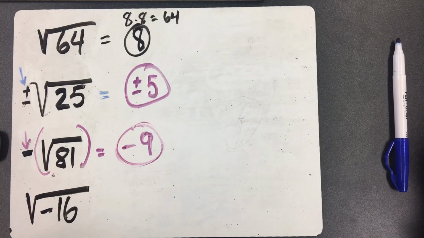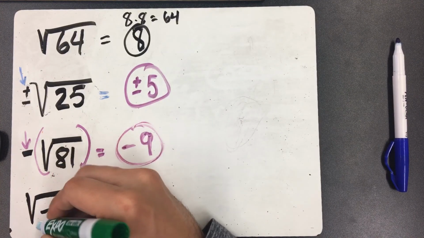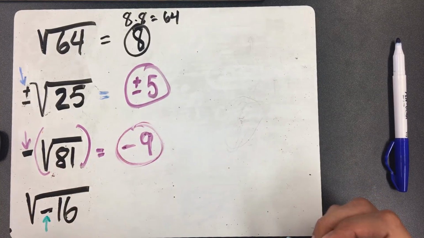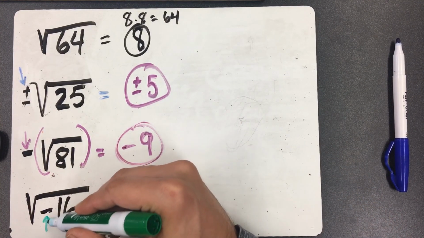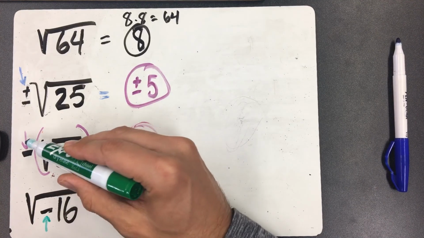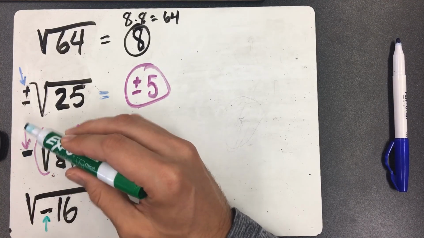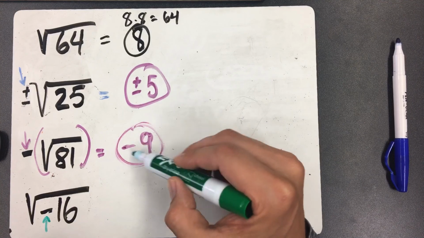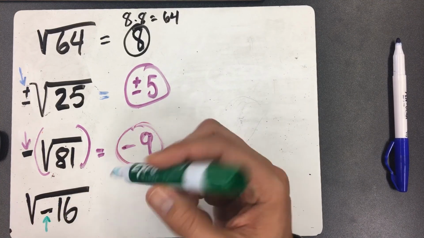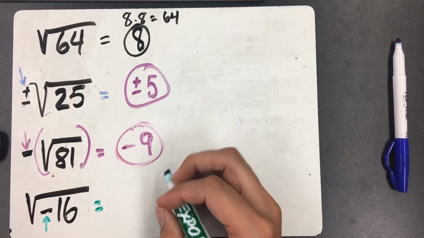Now, here's where it is not cool. If they put a negative inside of the radical sign, do you see how this one is inside the square root, and this is on the outside? That is a big difference. If it's outside, it is okay. You can put it on the answer. If it's inside, you cannot do this question.